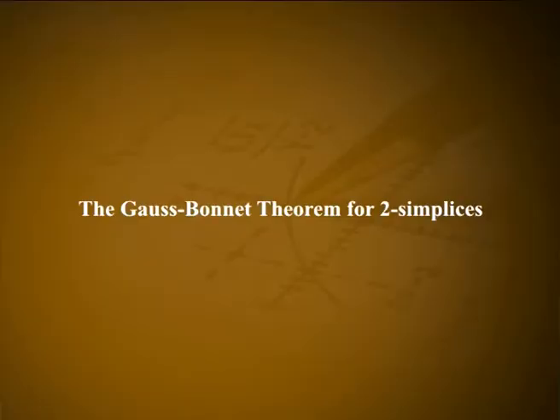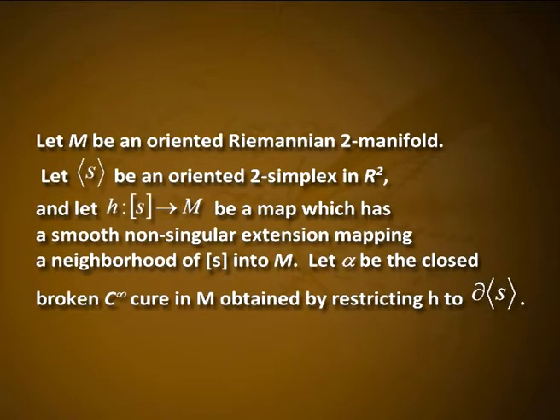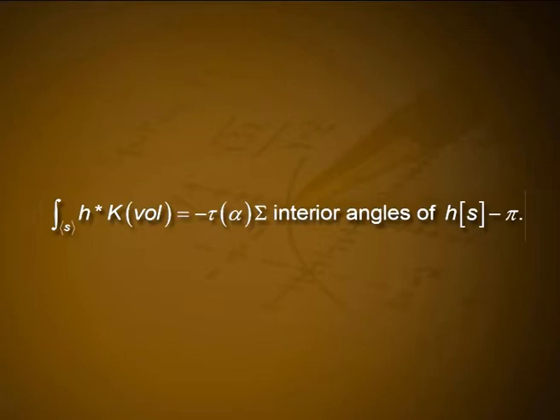The Gauss-Bonnet Theorem for two simplices. Let M be an oriented Riemannian 2 manifold, let S be an oriented 2 simplex in R2, and let H from S to M be a map which has a smooth non-singular extension mapping a neighborhood of S into M. Let alpha be the closed broken C infinity curve in M obtained by restricting H to the boundary of S. The integral over S of H star k volume is equal to minus tau of alpha minus the summation of the interior angles of H of S, minus pi. Now let us summarize what we have learned in this session.